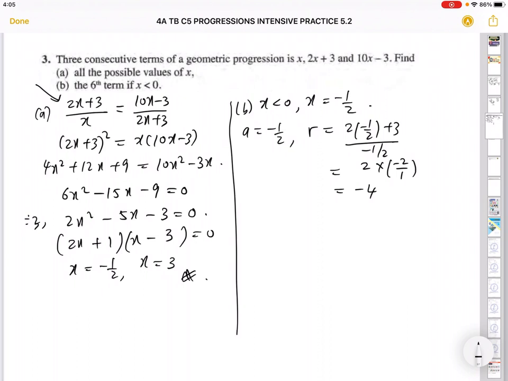To find T6, remember Tn formula is given by ar to the n minus 1. My a is negative half. My r is negative 4. n minus 1 is 5. Now use your calculator. You get 512. Okay, not difficult, right? I hope.